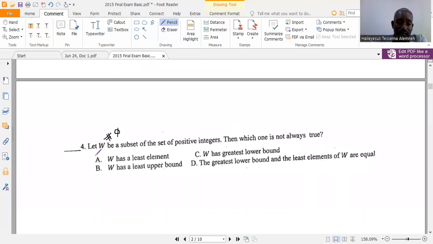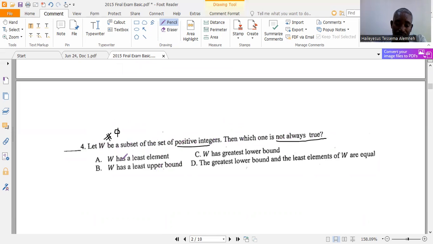The next one is: let W be a non-empty subset of the set of positive integers. Then which one is not always true? W is a non-empty subset of the set of positive integers. Then which one is not always true?